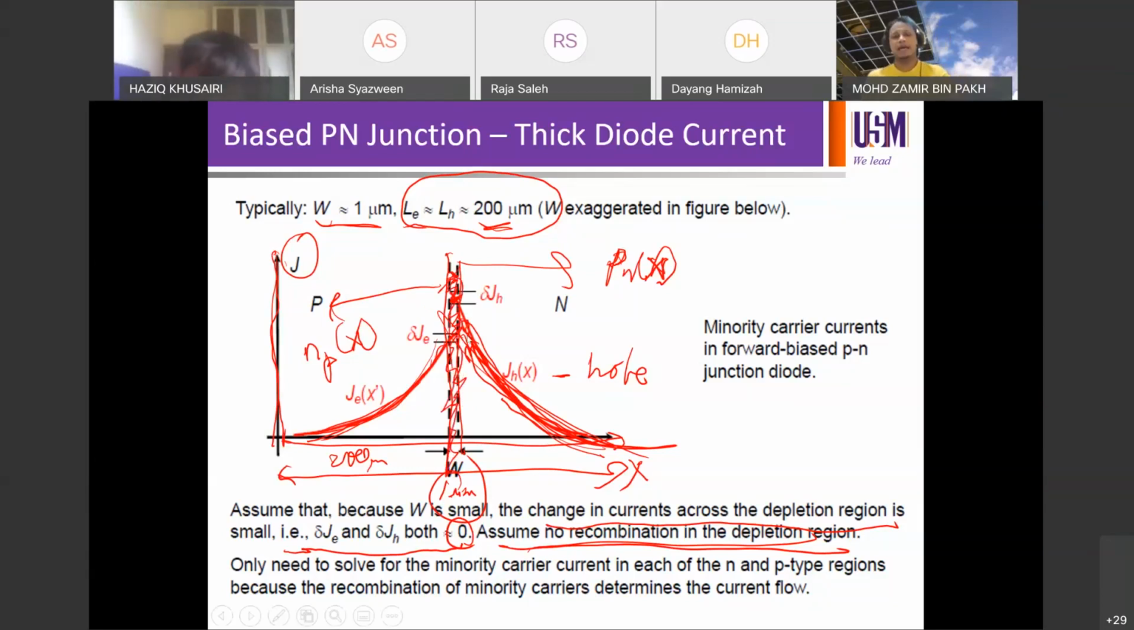But in the actual device, there is recombination in the depletion region too, okay? And that will affect the diode equation later on. We will learn that later on. So recombination of the minority carriers determines the current flow. But we assume that the recombination in the depletion region is close to zero.